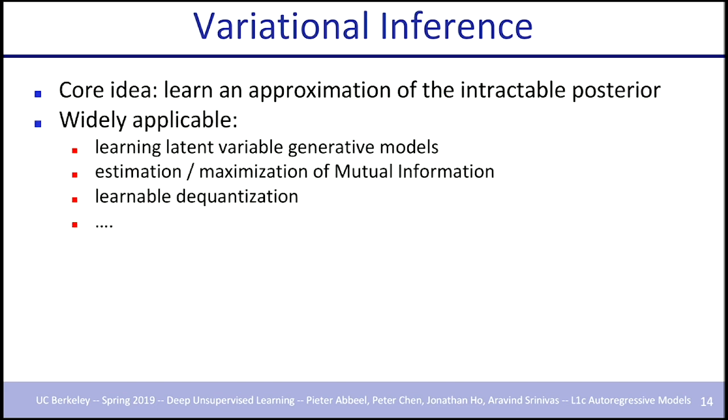So far, what we have covered is called the core idea of variational inference, which is to learn an approximation of the intractable posterior. In this lecture, we're going to focus on how it can be used to learn latent variable generative models, but it can actually be used in a couple of other scenarios that we will cover later, but not now. This technique is not specific to generative models. In fact, in cases where you have unobserved variables, very likely you can apply variational inference.